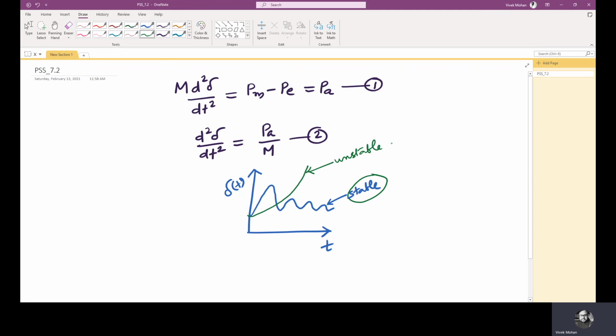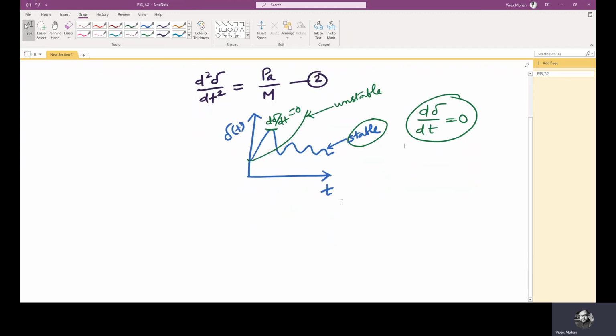Now, if the system finds by itself a new steady state value where there is no further deviations, then we say that there is no further dynamics for del, that is d del by dt equals 0. So this can be a condition for stability of the system with respect to power angle. Now we have our equation 2 as d squared del by dt squared equals Pa by M.